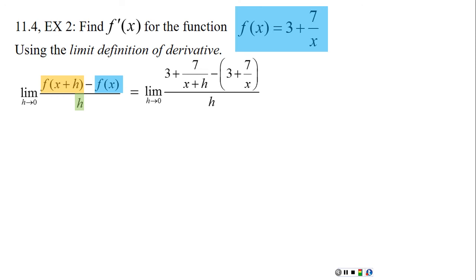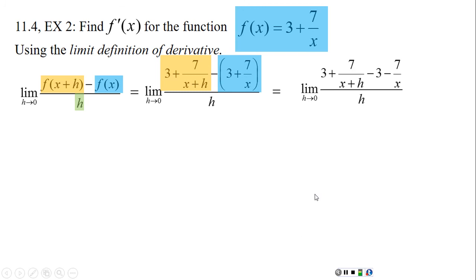So on the factor part, we have to do the top up here first. What's the first thing you would do? Anything? Distribute the negative, exactly. So distributing that negative sign, it gives me minus 3 minus 7 over x. All I did was distribute the negative sign in front of the blue part.